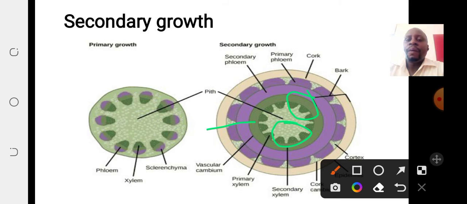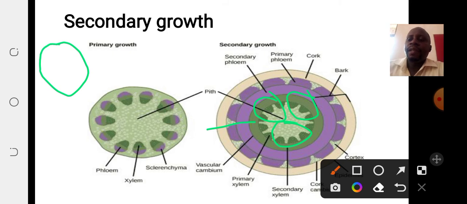What about when it is dry season? The xylem vessels formed here will be fewer, and they will be thick walled, hence it will form annual rings which will be dark colored. Okay, good. So this is what we call the medullary rays.